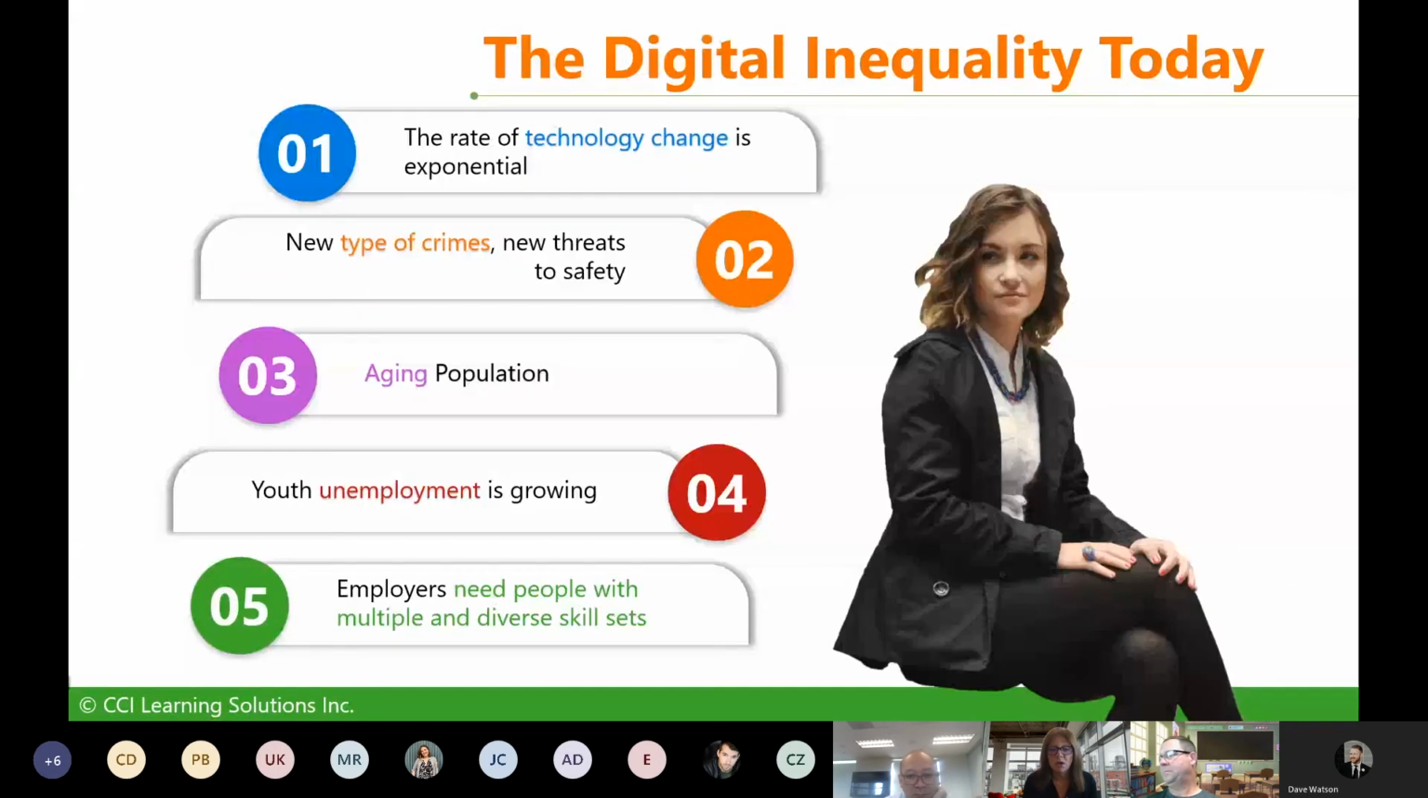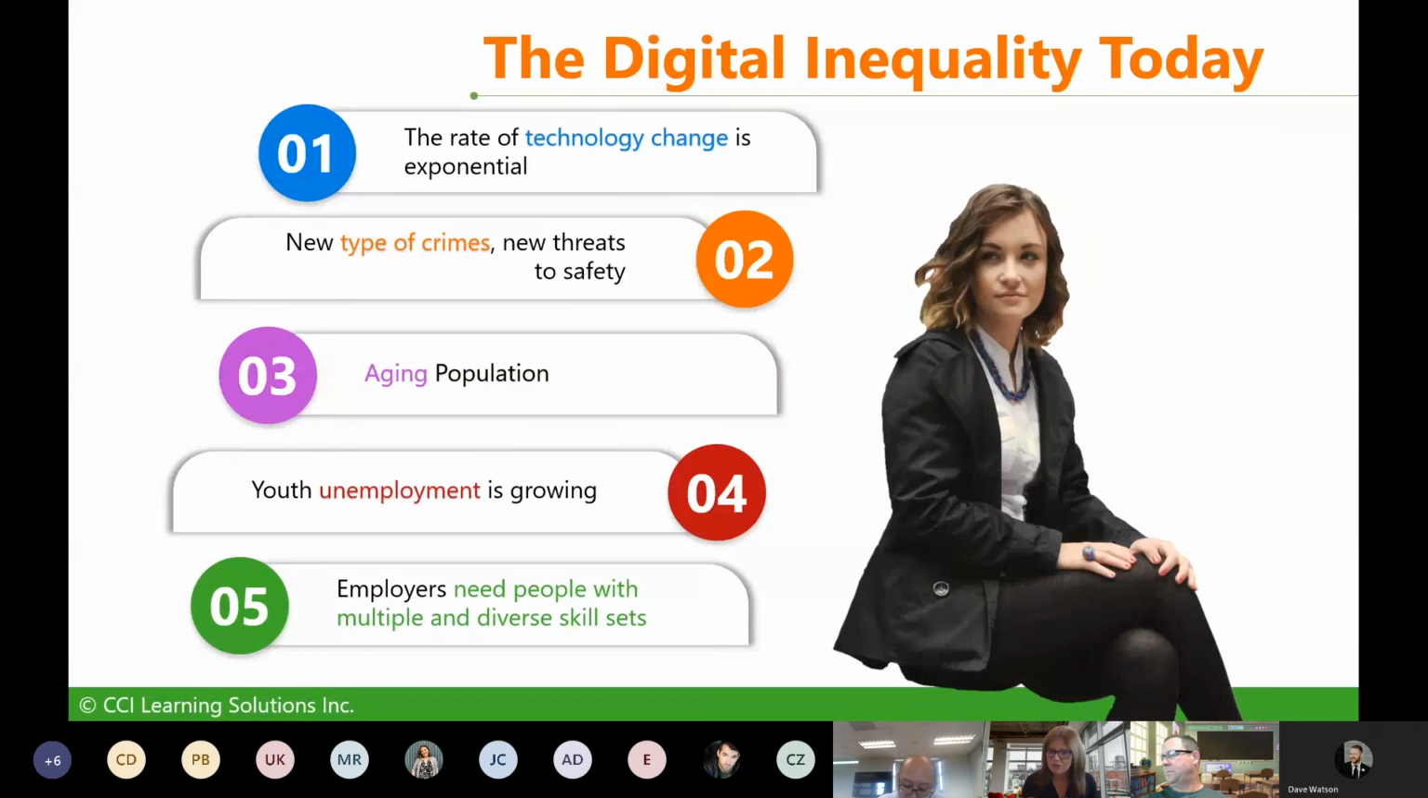There is a digital inequality today. So we know the rate of technology is exponential. The change is happening constantly. And we're also faced with new types of crimes, cybersecurity crimes, threats to security, threats to data. In many countries, we have an aging population. And what that means is people are retiring later. And perhaps those people weren't brought up with the digital skills necessary to be successful.